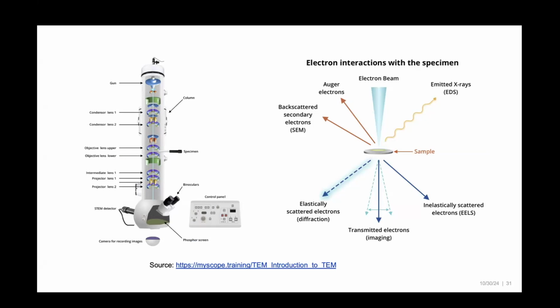Many things happen when the electron beam interacts with your sample. It can emit X-rays, so you can do elemental mapping, or it can generate backscattered electrons. That is the principle of scanning electron microscopy. It generates elastically scattered electrons, and this is what we see in the diffraction. And these are the transmitted electrons. That's where the image is coming from. There are also inelastically scattered electrons. That means it depends on the elements, so then you can use electron energy loss spectroscopy.